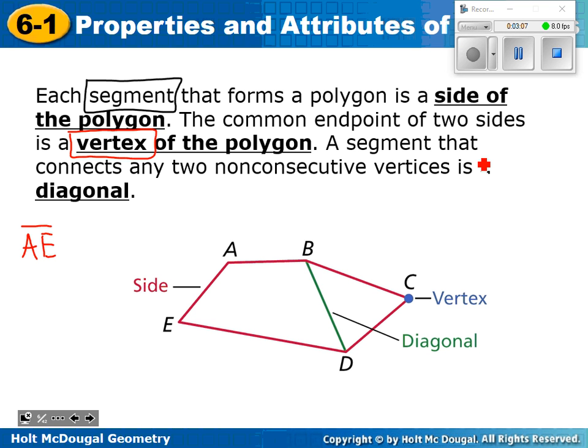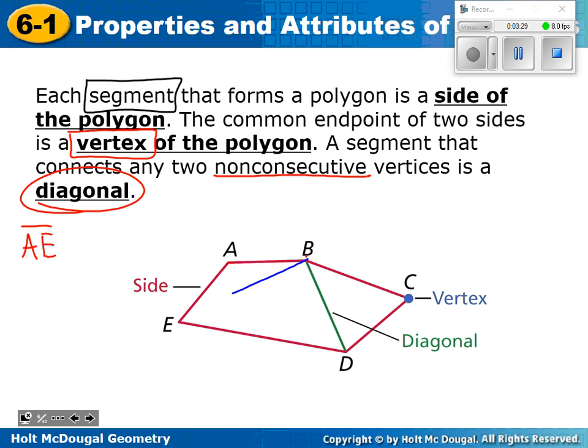And then a segment that connects 2 vertices that are not consecutive. So if I go from A to B, that's consecutive. That would be a side. If I go from B to C, that's consecutive. That's a side. If they're non-consecutive and you connect those 2 vertices, like B to D, that's going to create a diagonal.